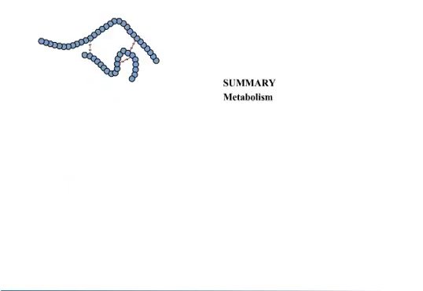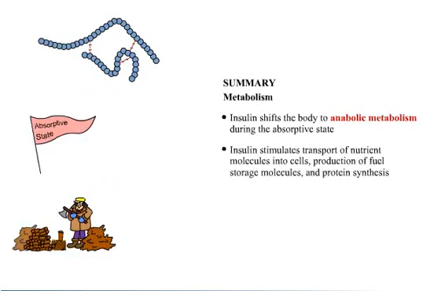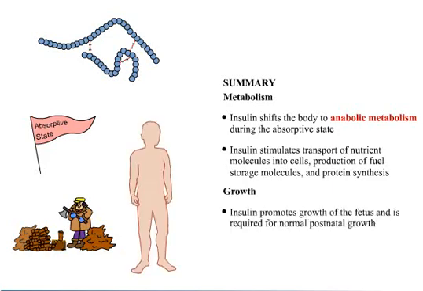In summary, insulin affects both metabolism and growth. It shifts the body to anabolic metabolism during the absorptive state. Insulin stimulates transport of nutrient molecules into cells and production of fuel storage molecules and protein synthesis. These anabolic processes ensure that there will be a supply of nutrients for the post-absorptive period. Insulin is the growth-promoting hormone during fetal development and is required for normal postnatal growth.